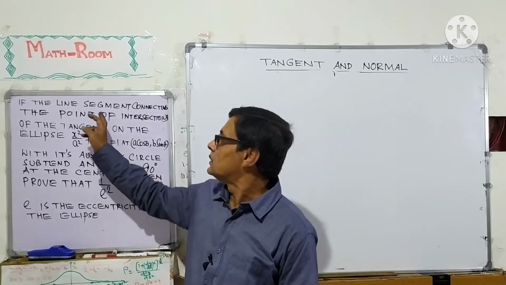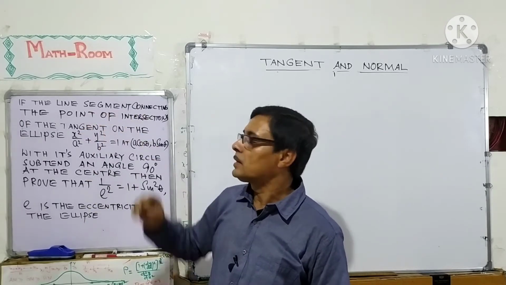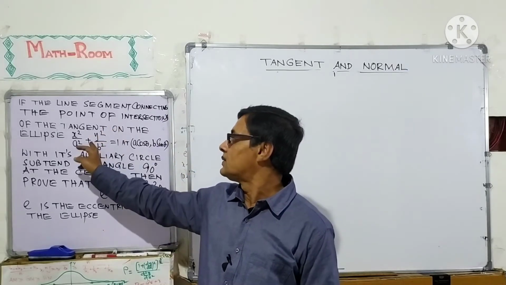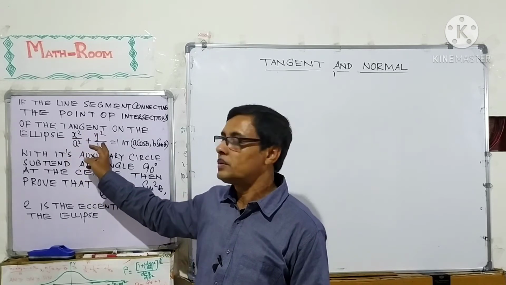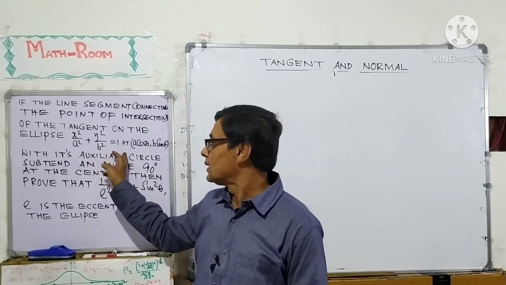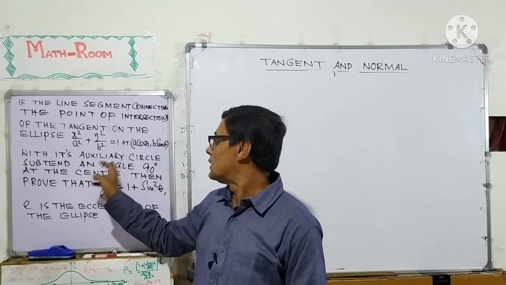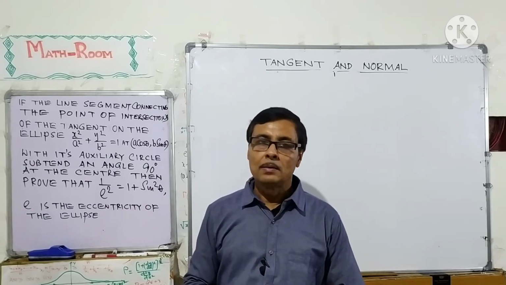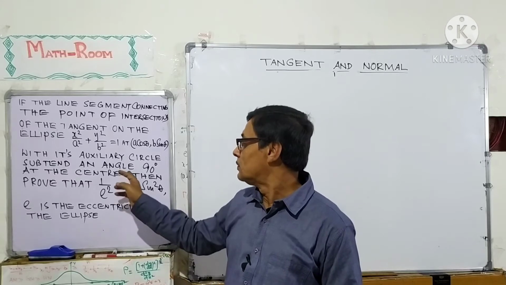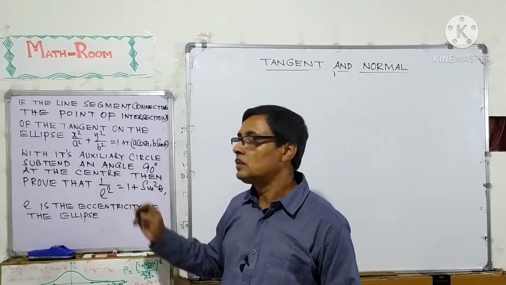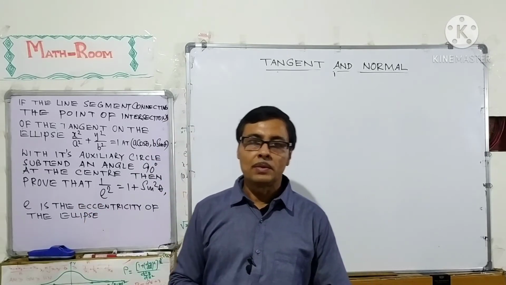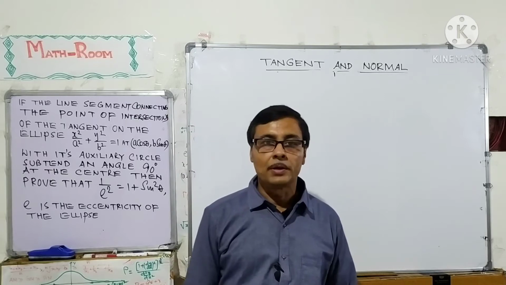The problem is: if the line segment connecting the points of intersection of the tangent to the ellipse x square over a square plus y square over b square equals 1 at (a cos theta, b sin theta) with its auxiliary circle subtends an angle of 90 degrees at the center of the ellipse, that is the center of the auxiliary circle, then we have to prove that 1 over e square equals 1 plus sin square theta. Also e is the eccentricity of the ellipse. Now let us begin.